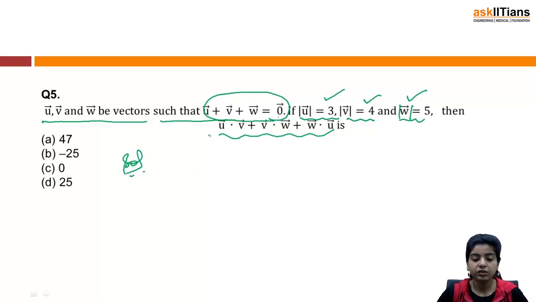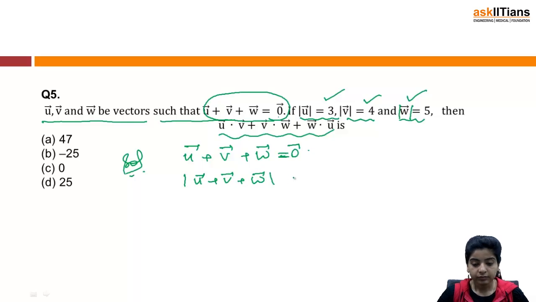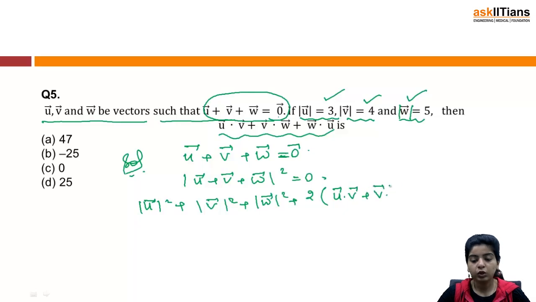So, how do we proceed in this question? Again, I take the given condition: u plus v plus w is 0 vector. Now magnitude of u is given, v is given, w is given. What I do is I just square both sides. Now, just open this up so that I get u square plus v square plus w square plus, now I will get u dot v plus v dot w plus w dot u is equal to 0, right.